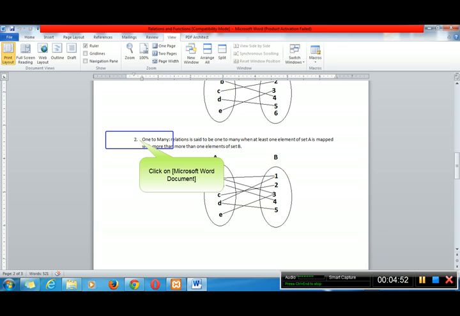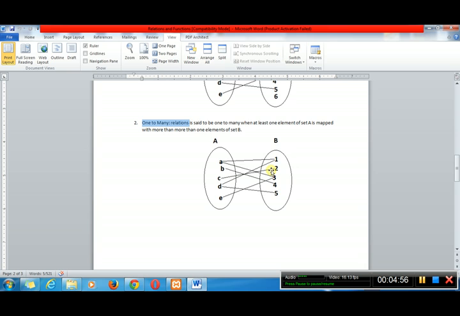So one to many. In one to many, at least one element from A is mapped to more than one element from B. Then we call that relationship a one to many relationship. Again, you may have elements which are not mapped to any element in set B.